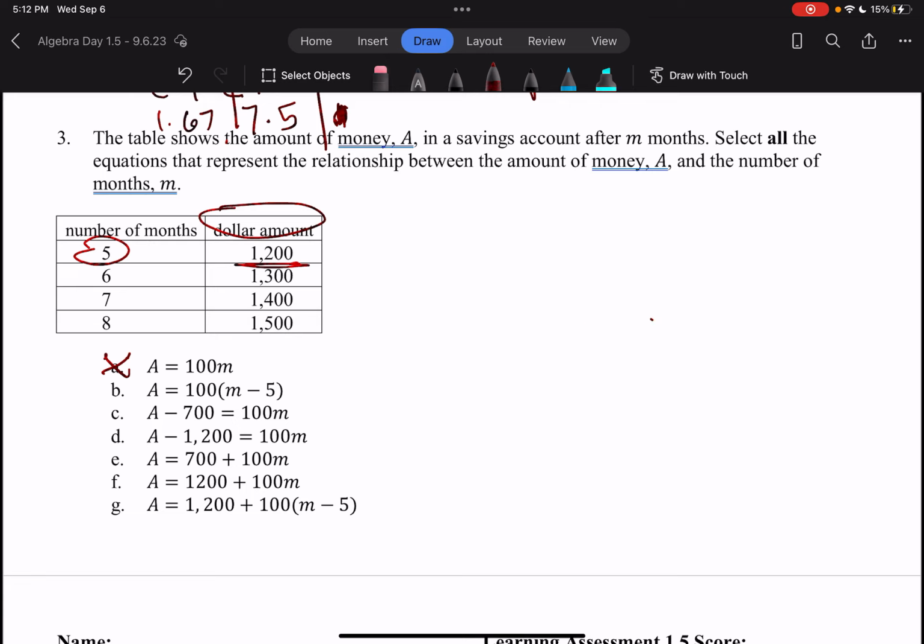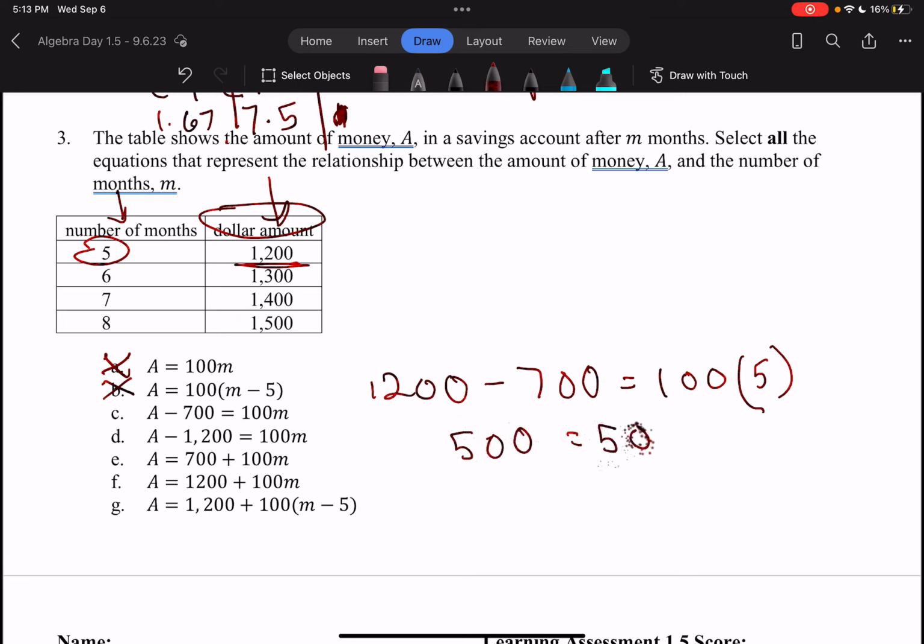Letter B says A equals 100 times M, the number of months, so we'll do 5, minus 5. Well, 5 minus 5 is 0, so automatically, that doesn't look like it's going to work. Let's try another one. Let's try C. So A, the amount, we'll do 1,200, minus 700 equals 100 times 5. Again, I'm plugging in dollar amount for A and plugging in M months. So this is 500 equals 500. Ooh, that appears to work. But just to make sure, let's do one more.